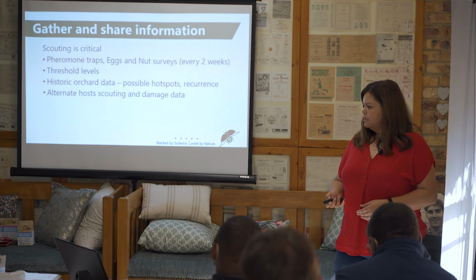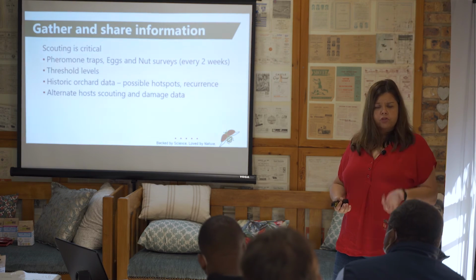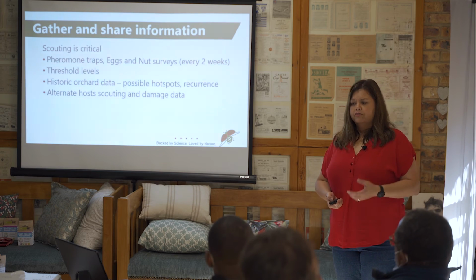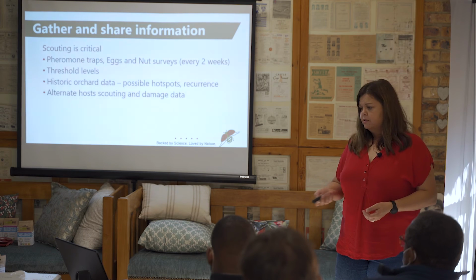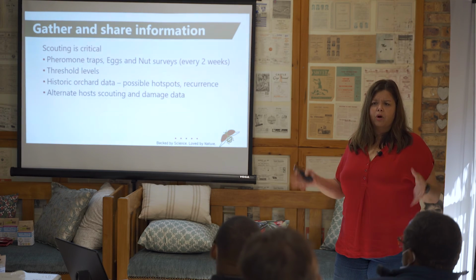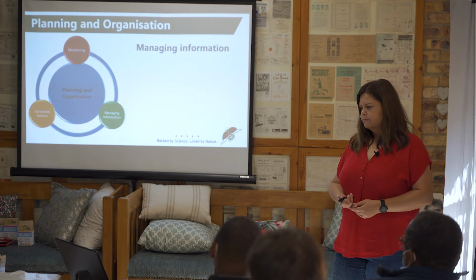So this is basically just on FCM. Scouting is critical. You've got your pheromone traps. You know what your threshold levels are. If you've got your historical orchard data, you can actually quickly address it, and then look for alternate hosts that might be harboring them, and try to target that.